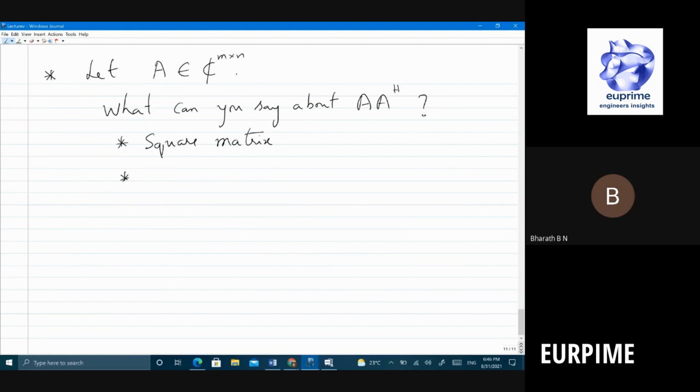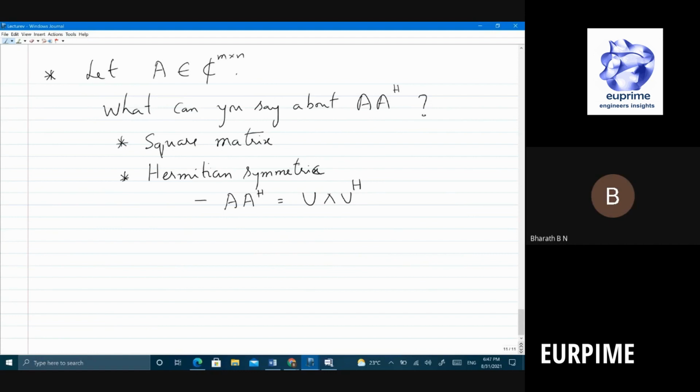Nothing? It's a symmetric matrix. Yes, right. So it's called Hermitian symmetry. So the moment you say Hermitian symmetric, what is the next implication? Eigenvalue decomposition, right? So I can write A Hermitian as U lambda U Hermitian. Okay, fine. These are the things that you observe, right?